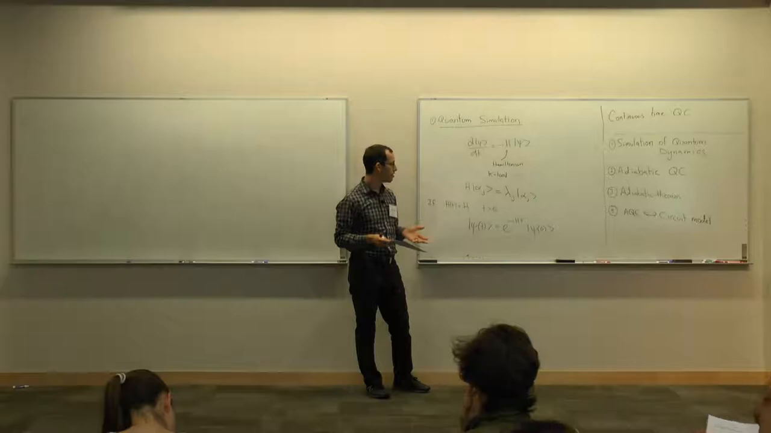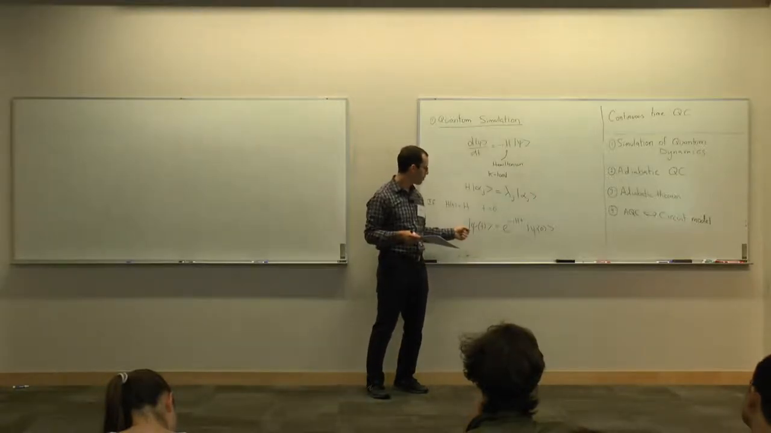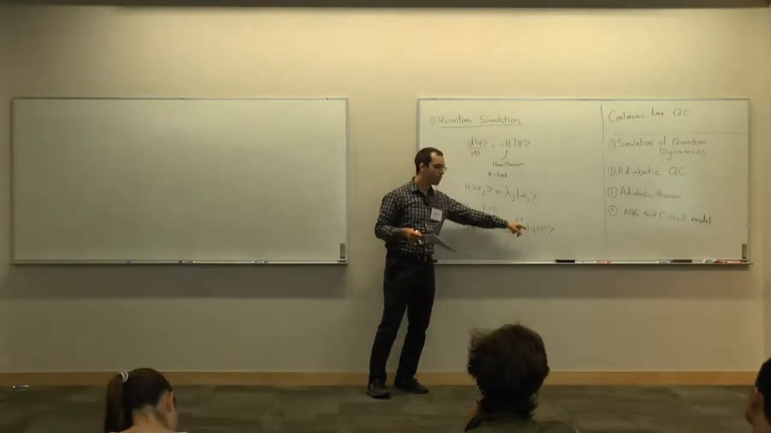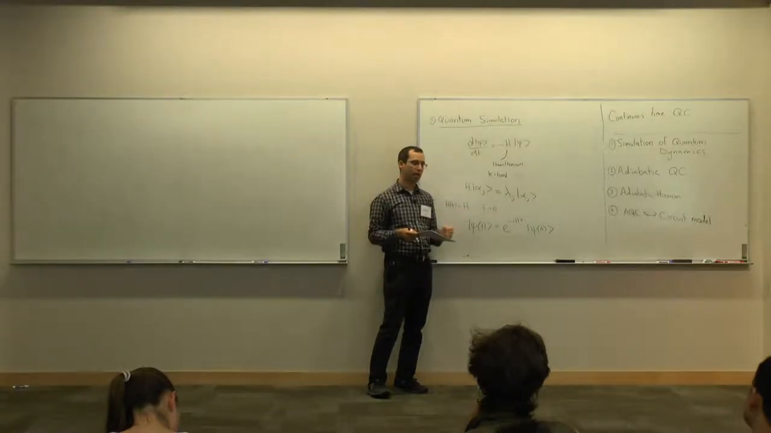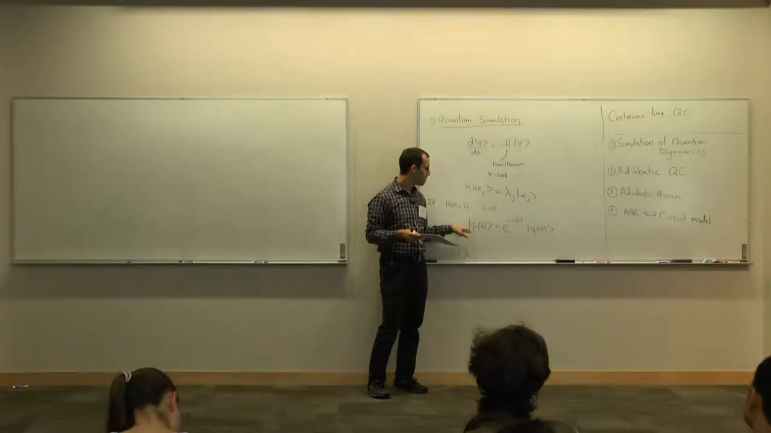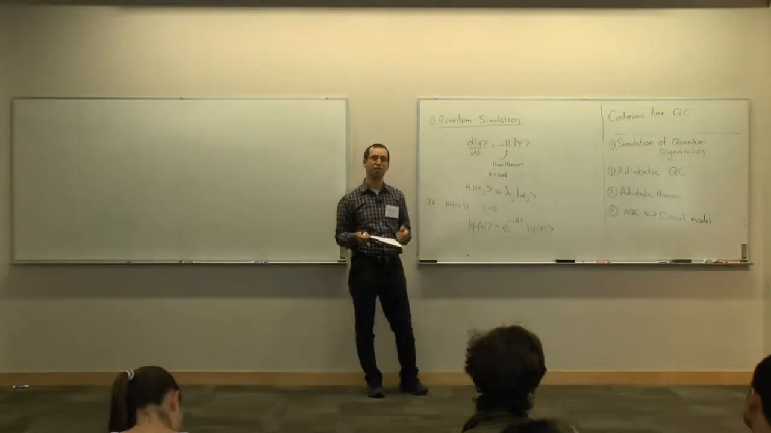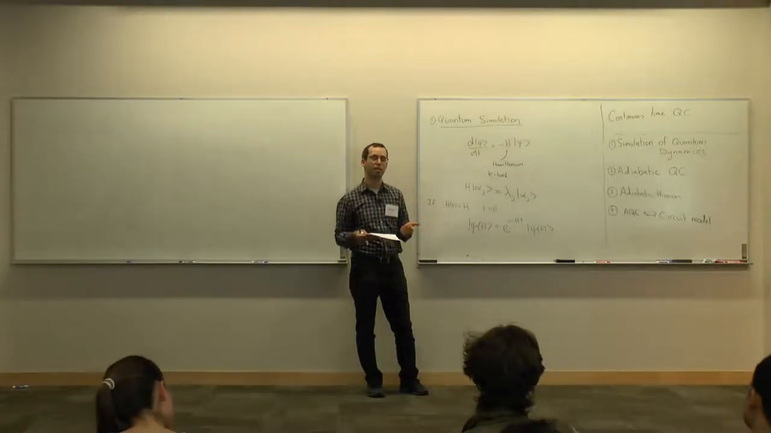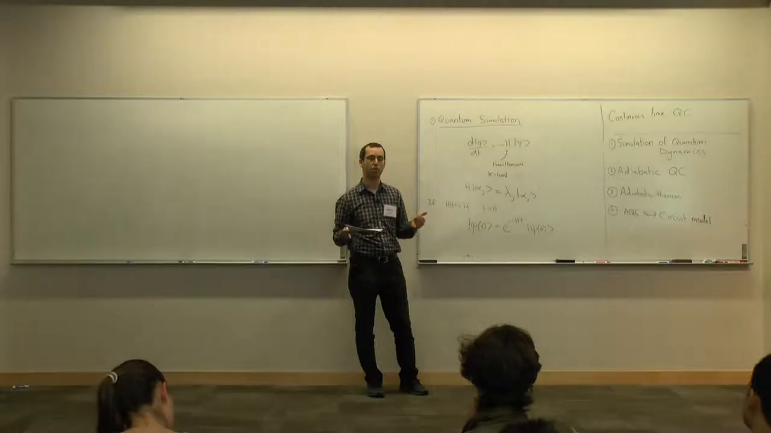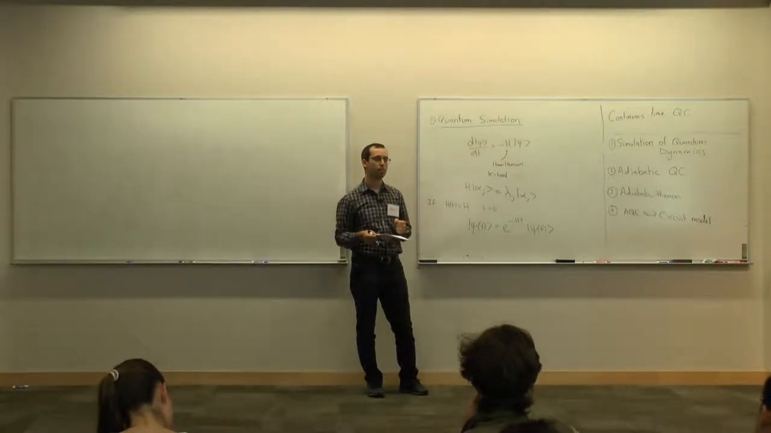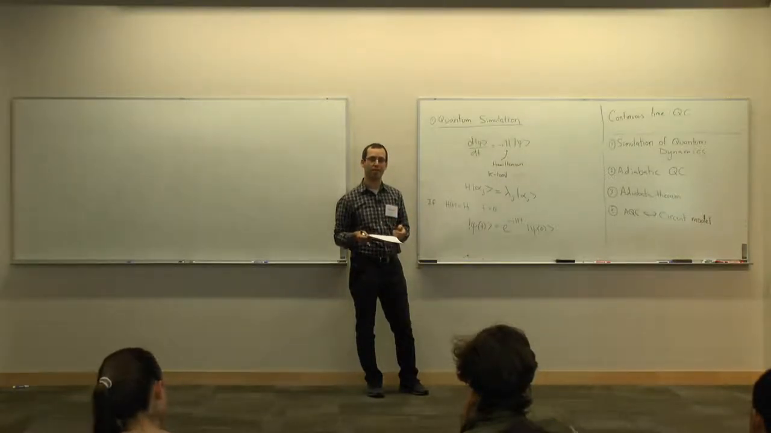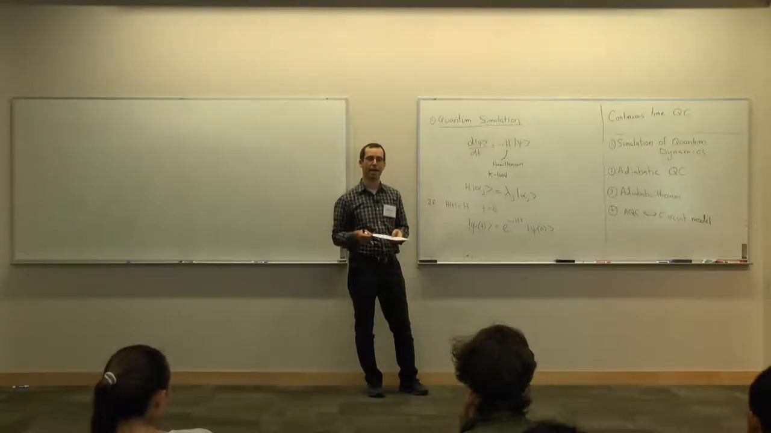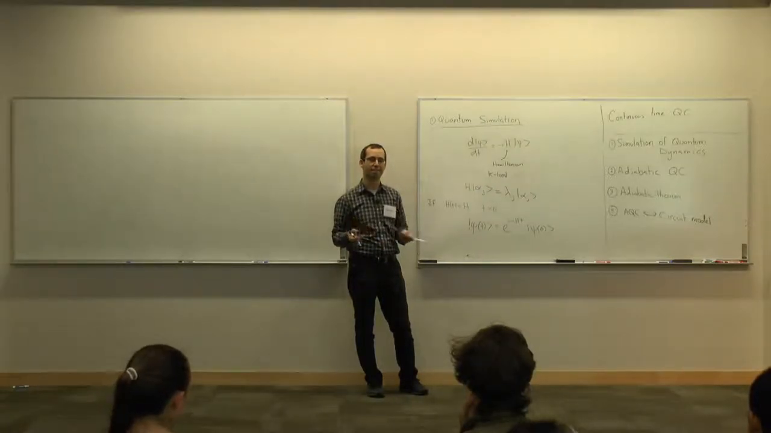But I could ask other questions. For example, I could tell you that psi of 0 is a product state, like all zeros, and then I could tell you to produce for me the expected value of some observable after evolving for some time t. So for example, I could ask you, what's the expected value of the sigma z, or the Z Pauli operator, on the first qubit after time t? So then what do you think is the classical complexity of that? You have to guess.